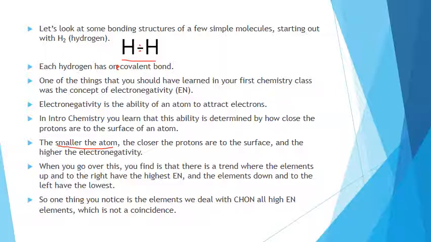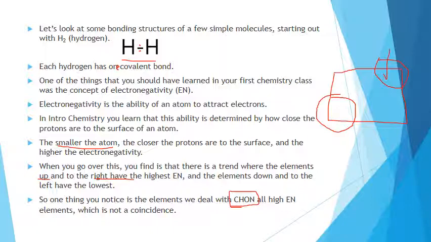When you go over this, you will find that there is a trend in the elements in the periodic table. The ones up and to the right, okay, so this is the periodic table, elements up here will have higher electronegativity, and elements down here will have low electronegativity. And if you notice, the elements that we work with in this class, carbon, hydrogen, oxygen, and nitrogen, are up here in the high electronegativity group. And it's not a coincidence, okay? It has to do with covalent bonds. And we'll leave it at that for now.